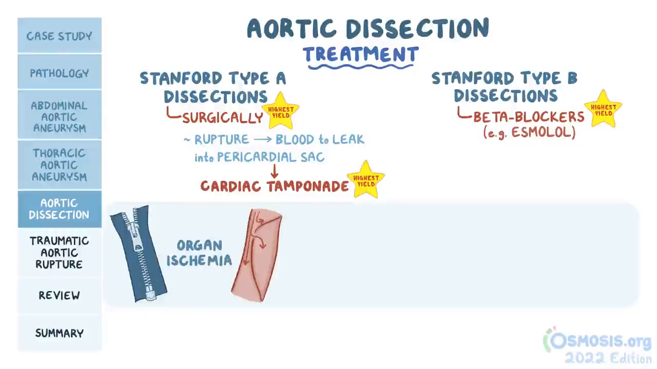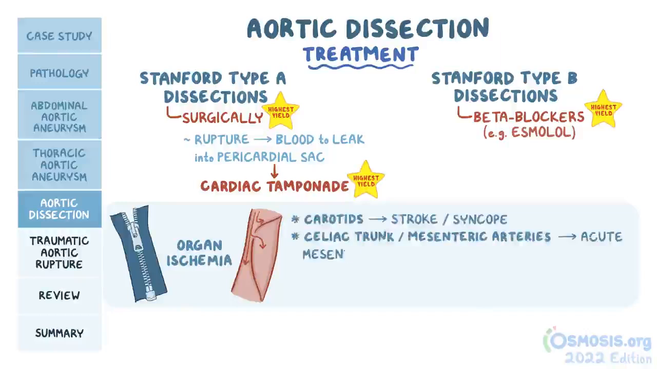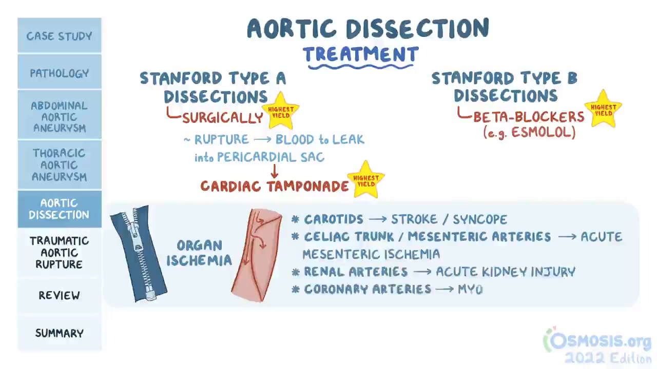A dissection can involve a range of arteries, including the carotids, resulting in stroke or syncope, the celiac trunk or mesenteric arteries, resulting in acute mesenteric ischemia, or the renal arteries, resulting in acute kidney injury, or the coronary arteries, resulting in a myocardial infarction.